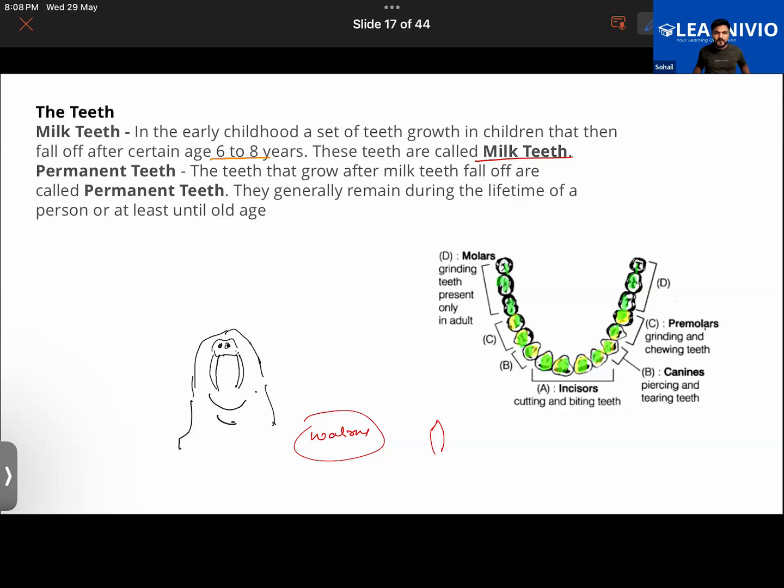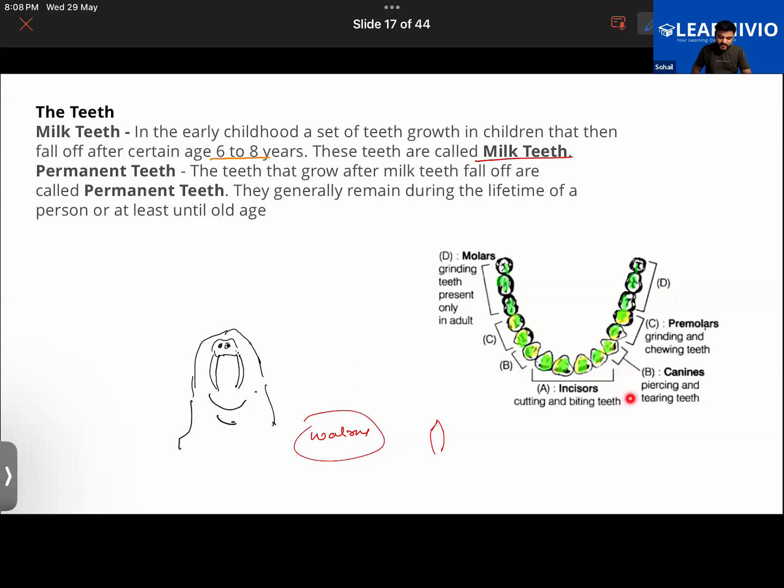Sir, can't herbivorous animals have canines? They don't have canines because they don't have to pierce or tear meat. Omnivores have both kinds of diet; they eat plant-based foods as well as meat. Some herbivorous animals may have canines, but rarely. There are exceptions everywhere.